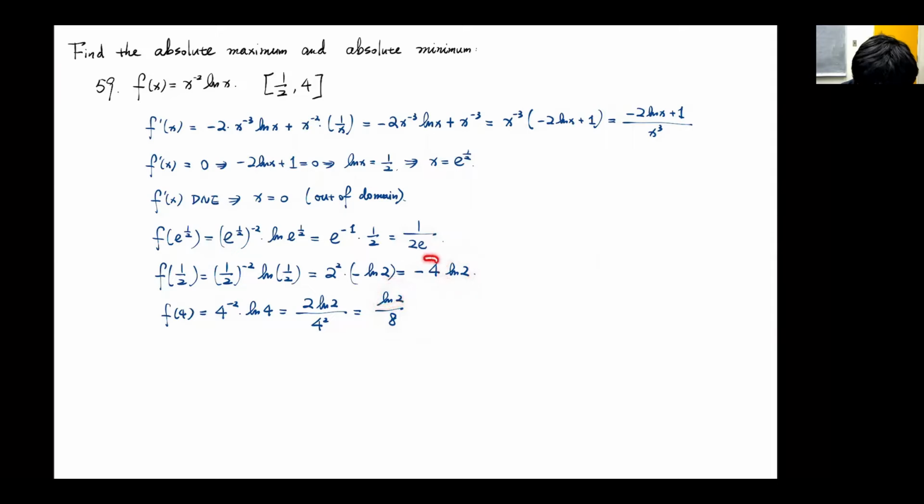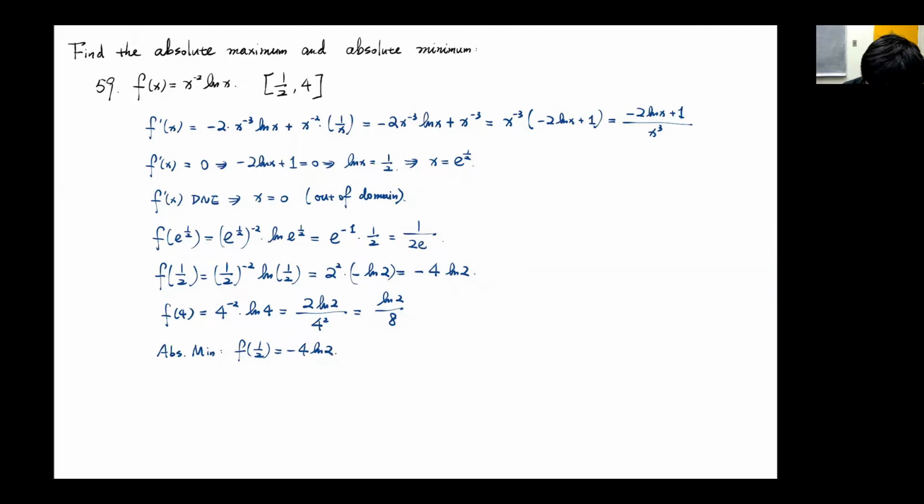As a result, f of 1/2 will be negative. So that's how we can conclude that the absolute minimum is precisely f of 1/2, which is -4 natural log of 2. Okay, but how do we figure out the absolute maximum? How do we figure out which one is larger? So this requires a little bit of manipulation over here.